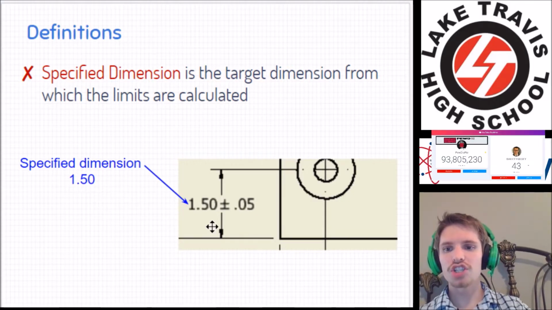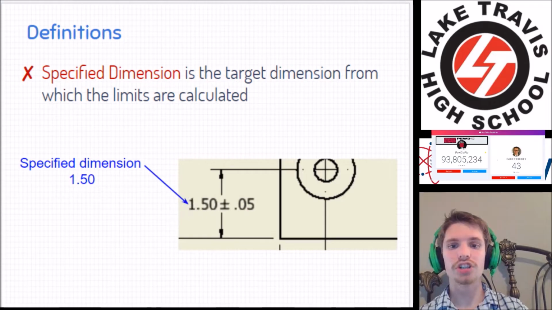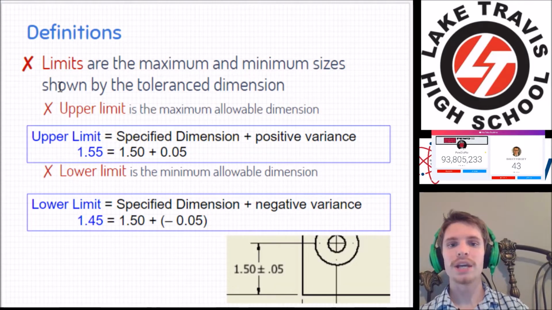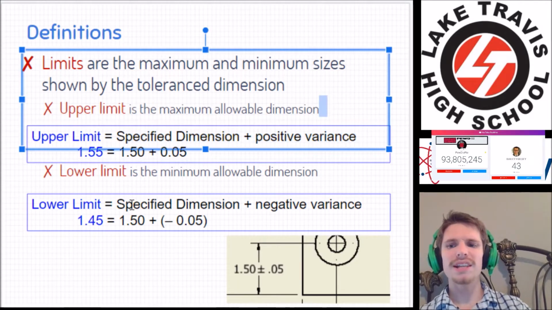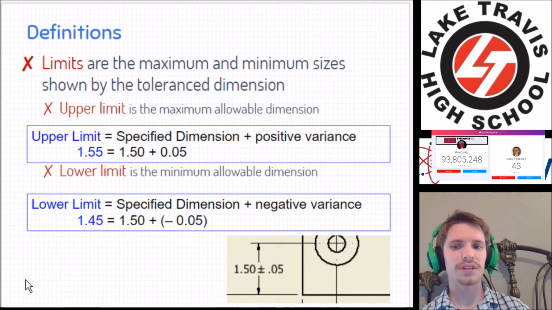As I was saying before, specified dimension is what we're shooting for. Okay, that's the target. And then limits, upper limit and lower limit. We can calculate that with these equations. You can write these equations down, but I think you kind of get the idea. I don't think that's necessary or essential to write these down.